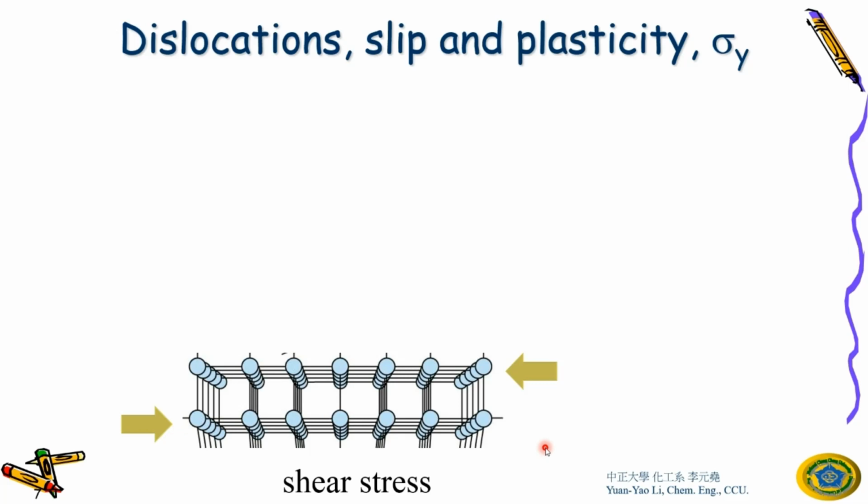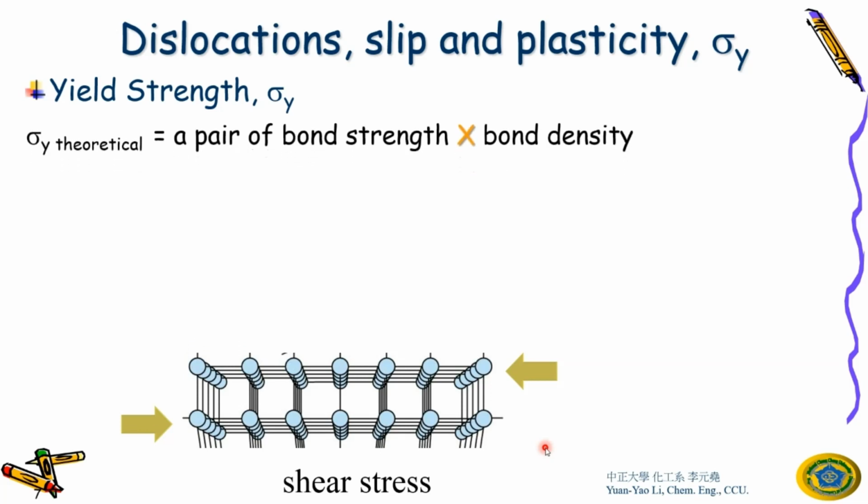So how much force is required, theoretically, according to the calculation? This is called yield strength. Theoretically, the yield strength will be a pair of the bond strengths. This is the pair of bond strengths, right? One pair, one pair. And how many pairs do you want to move around? You want to move 2, 3, 4, 5, 6, 7. So this is a pair of the strengths, and you need to times 7 in this case. This is called bond density. So you need to times strength times 7. And this is called the theoretical yield stress.